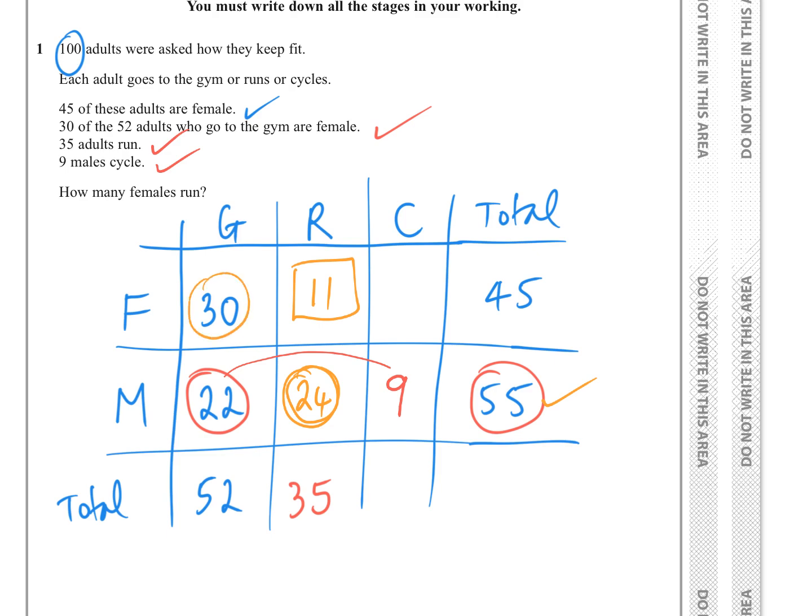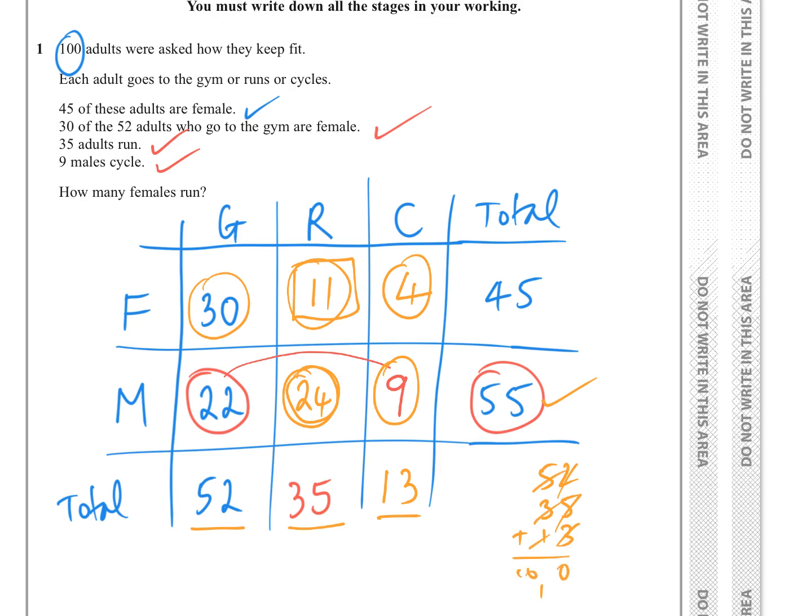And then we can just read across here on these ones, 30 plus 11 is 41 and 4, and then read downwards, 4 and 9 is 13, which we can write in here. And then we can add these up and hope, cross our fingers, that 52, 35 and 13 make 100. You can use your calculator. So that's how I would do it. So just tick each one off as you go, and it's quite difficult to go wrong.